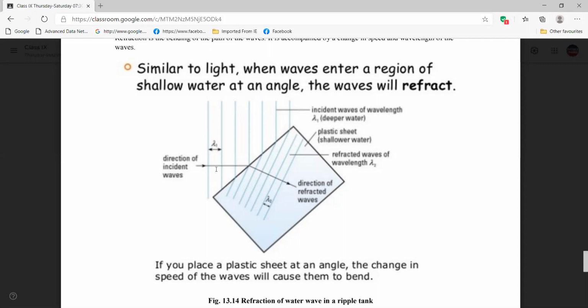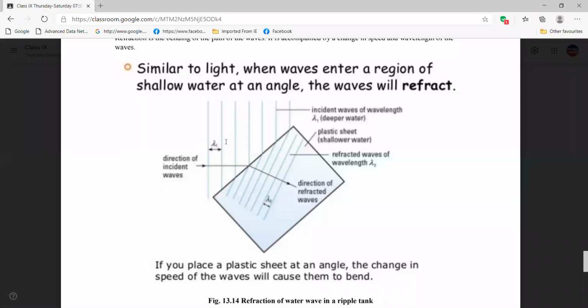And when it is changing the direction, that time it is shallow water. That means it's not that much deep, it's less deep. So when water waves are going from deeper to shallow region, that time it bends. Why is it bending? Because its speed decreases. Is it clear? And as speed decreases, the wavelength also decreases.